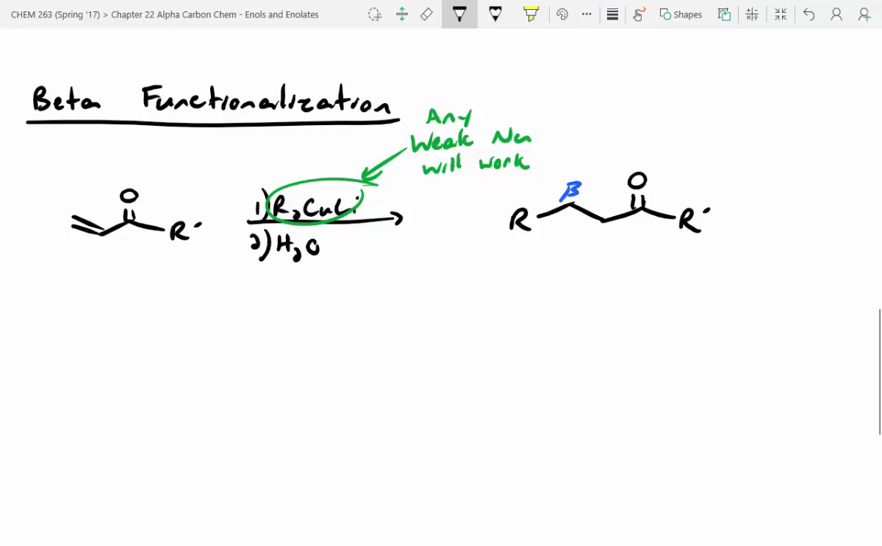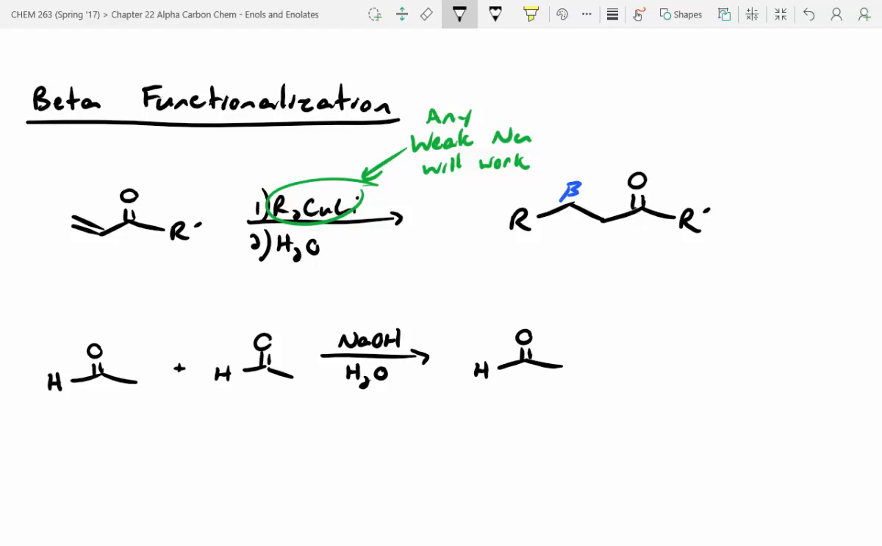All right, the next one we saw, I'm just going to draw out both equivalents, was our aldol, where you take sodium hydroxide and some sort of ketone or aldehyde, usually an aldehyde though. And if you keep it cold enough, let's even put cold here, you'll get a beta hydroxy ketone or an aldehyde, but again, you're functionalizing that beta position.